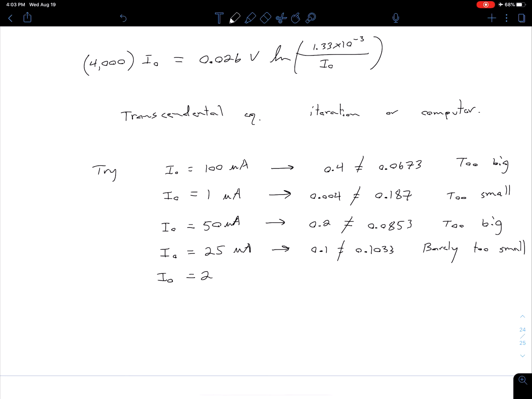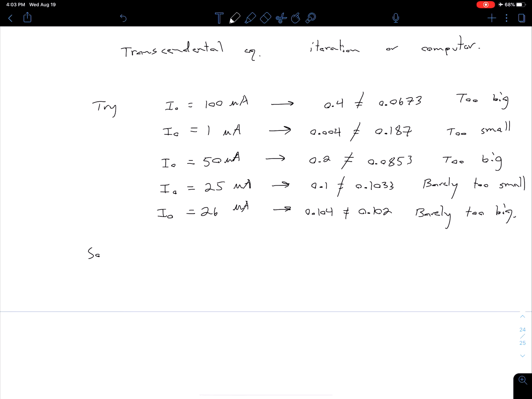So maybe we go up to 26 microamps. And then we get 0.104 on the left side and 0.102 on the right side. And again, that's close, but not quite. So depending on the accuracy we want, we could either say that's right, or we could maybe say now this is barely too big. So looking at that, we know that this is somewhere between 25 and 26 microamps. And in most applications, and certainly for this class, that would be more than enough. But like I mentioned earlier, we can solve this more easily using MATLAB, Octave, Excel, or some other program like that.